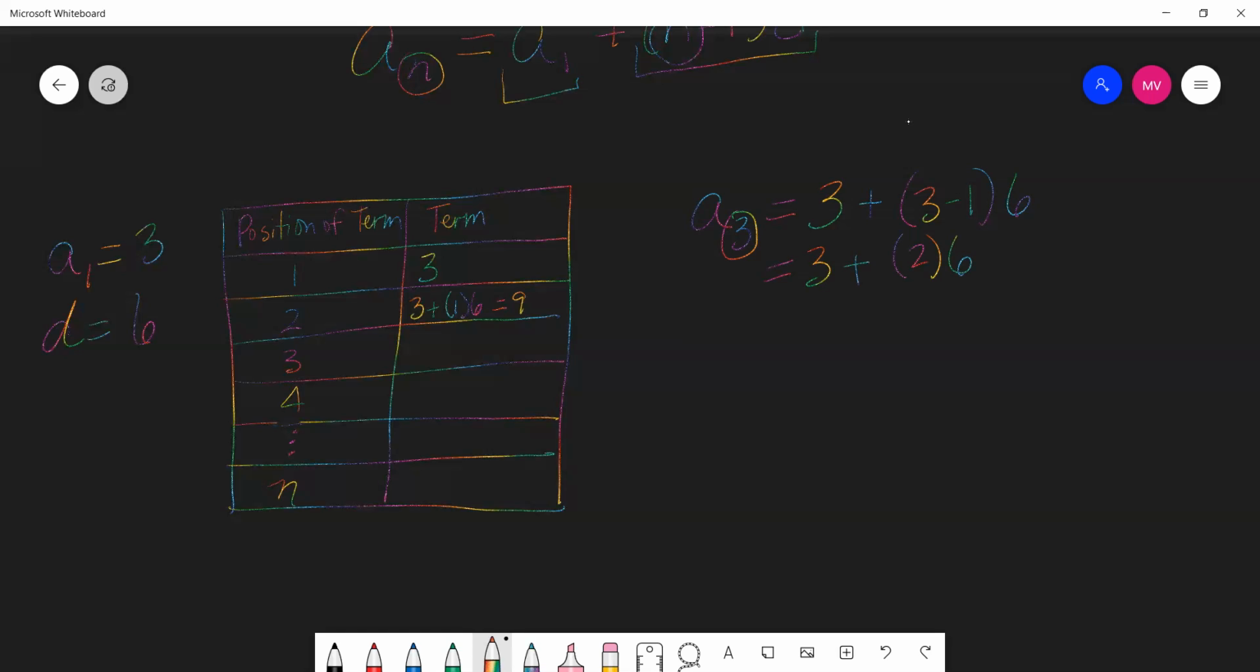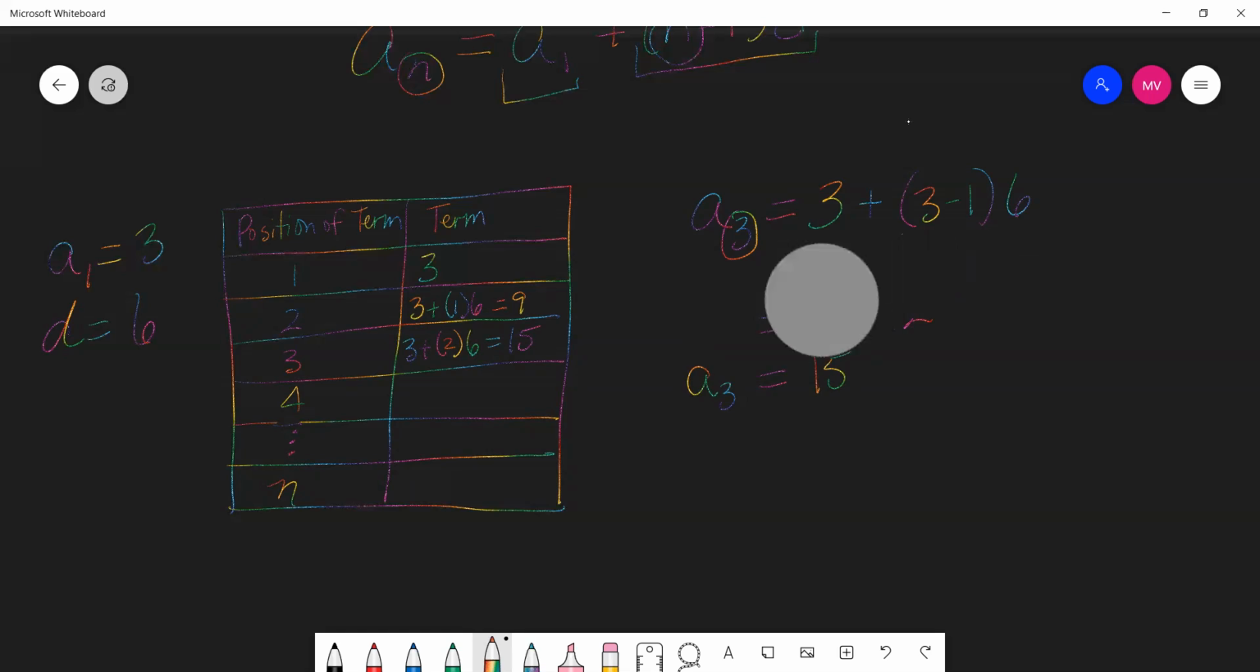That n minus 1 just means the preceding or previous position number, which if you're calculating 3, the previous one is 2. If you're calculating 4, the previous one is 3, and so on. That's all we have in the parentheses, and that's always going to be the case. So continue to simplify. 2 times 6 is 12, so the value of the term at position 3, or A3, is 15. I'm just going to write 3 plus 2 times 6 equals 15, just so it looks like it does in your book.